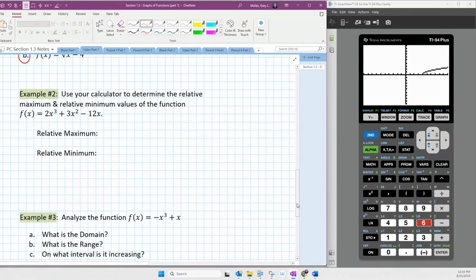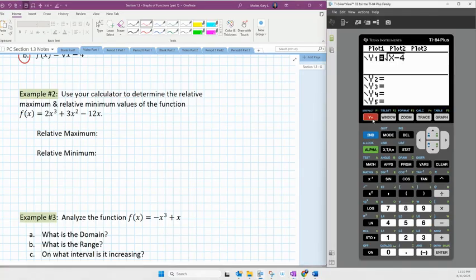All right, let's take a look at our calculator and let's get this thing graphed. So if you don't have a calculator and use Desmos, please do so. But why don't you pause and graph this thing? All right, so I'm going to plug it into my calculator.